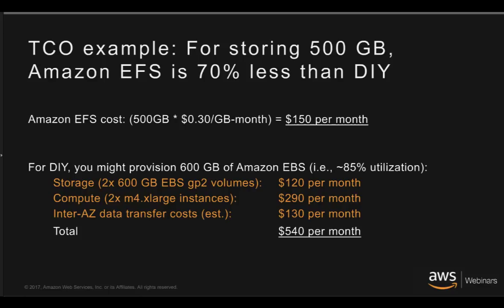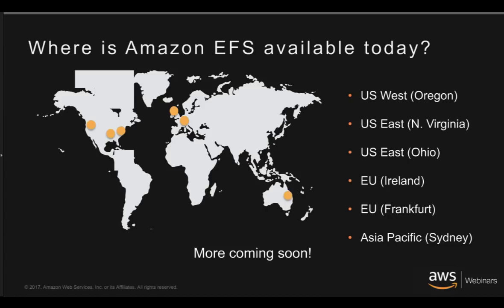If you consider all of these costs and add them up, it basically turns out that for an example where you're storing 500 gigabytes of data on Amazon EFS, you would actually see that it's about 70% less than the do-it-yourself solution, where you would have to pay for the various components of storage and compute and inter-AZ data transfer. So it shows you how compelling Amazon EFS would be because of the power of the simple, elastic model and the pricing model that it presents.